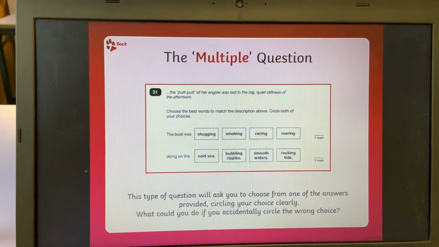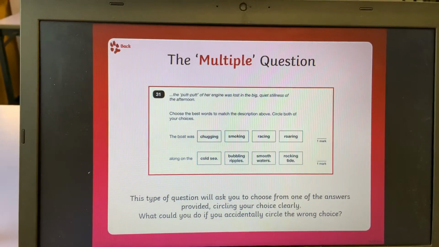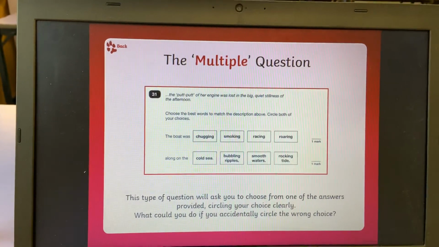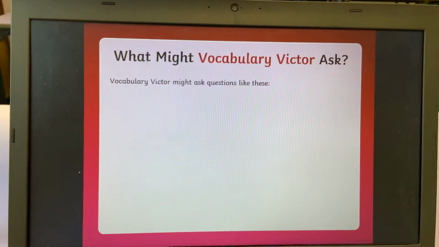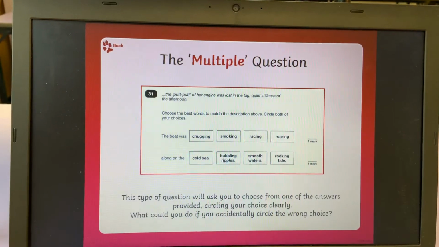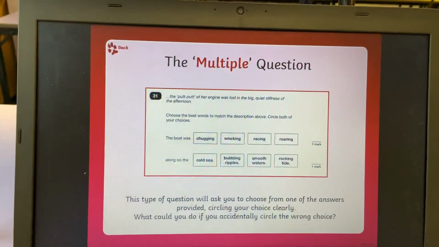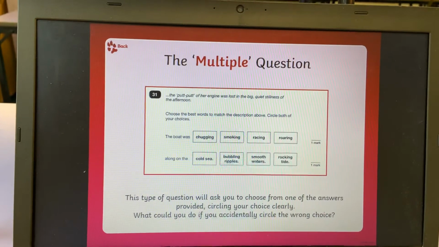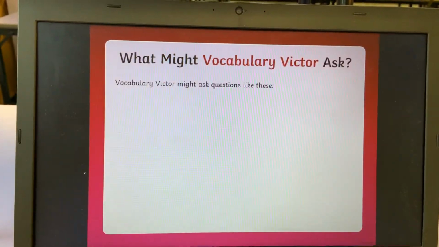Multiple choice, it'll ask you to choose from one of the answers provided, circling your choice clearly. And it actually advises there, if you circle the wrong one, you can just rub it out. We won't be doing this today. Or cross through it and then recircle another one.